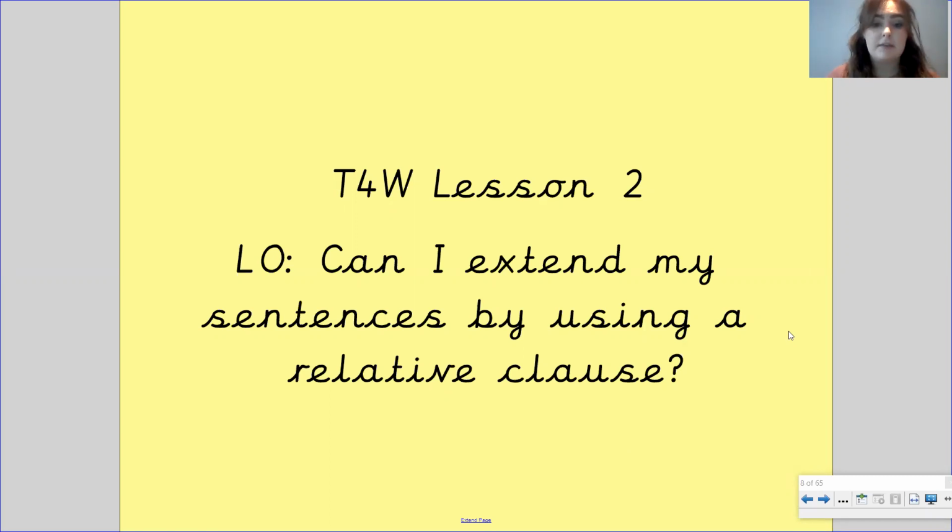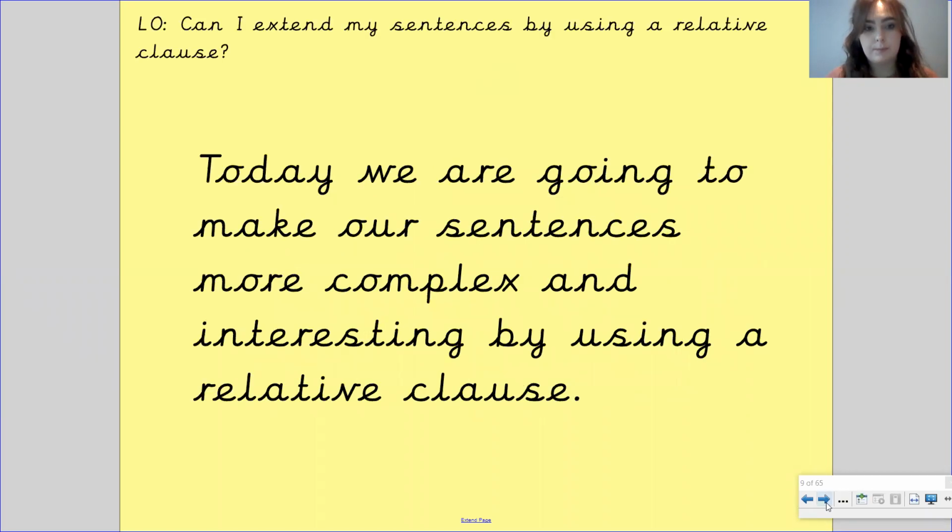Now our learning objective for our lesson today is, can I extend my sentences by using a relative clause? So today what we're going to do is make our sentences more complex and interesting by using a relative clause.